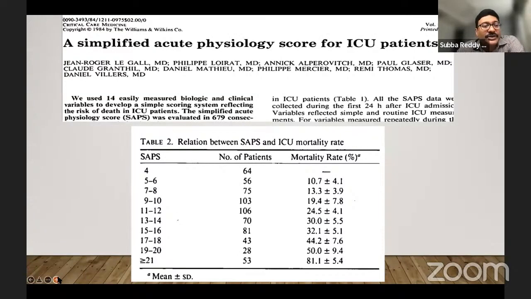This was published in the Critical Care Medicine journal, a simplified acute physiological score for ICU patients, way back in 1984. As the SAP score increases, the mortality increases. If the SAP score is more than or equal to 21, the mortality is 81. They took a few hundred patients in this analysis.